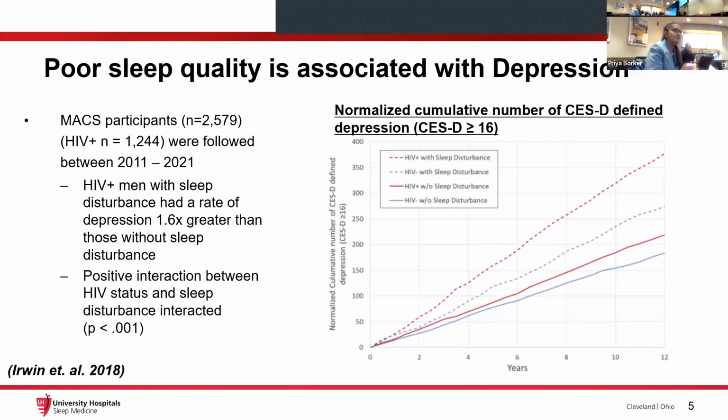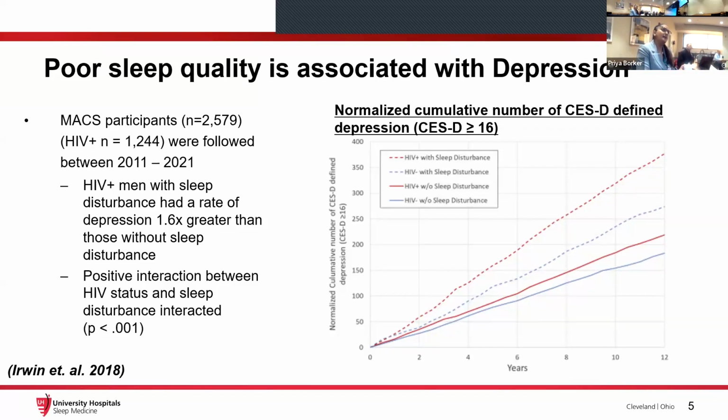And so what we have seen, in several studies now, is that poor sleep quality certainly has an association with depression, which appears additive to HIV status. And we've seen this both in men as well as women. And this study here, using the Multicenter AIDS Cohort Study, which followed 2,500 participants, was limited to men.